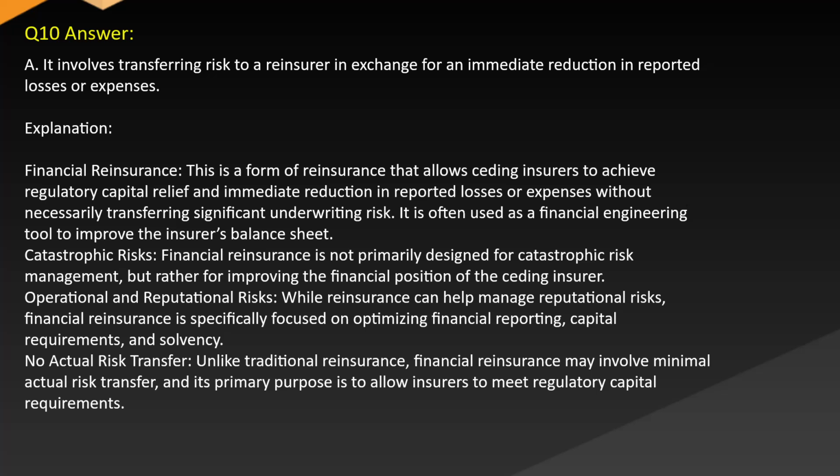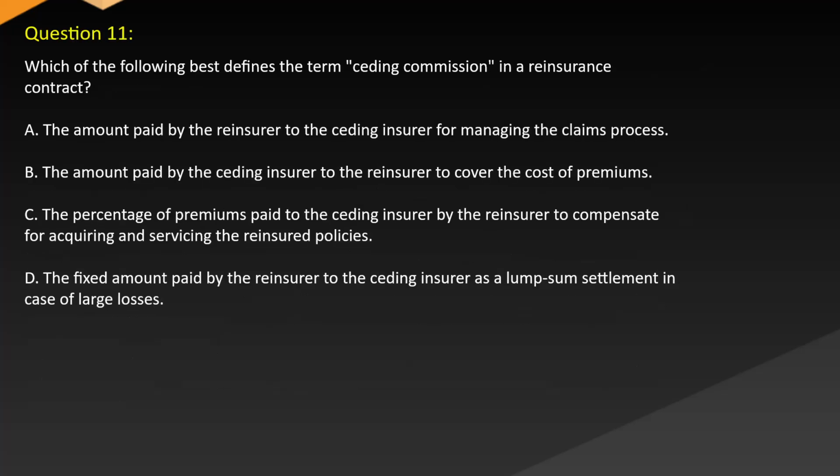Catastrophic risks. Financial reinsurance is not primarily designed for catastrophic risk management, but rather for improving the financial position of the ceding insurer. Operational and reputational risks. While reinsurance can help manage reputational risks, financial reinsurance is specifically focused on optimizing financial reporting, capital requirements, and solvency. No actual risk transfer. Unlike traditional reinsurance, financial reinsurance may involve minimal actual risk transfer, and its primary purpose is to allow insurers to meet regulatory capital requirements.